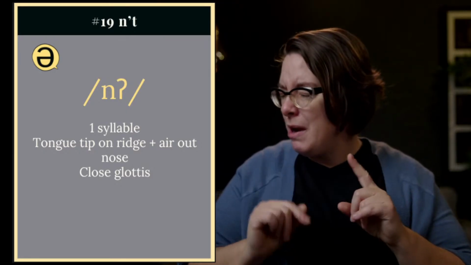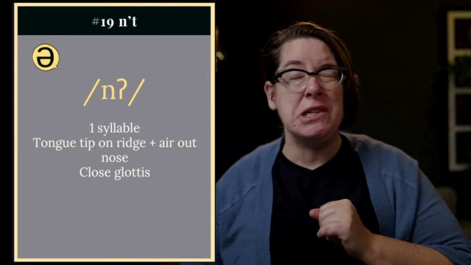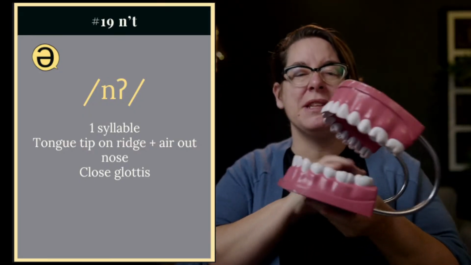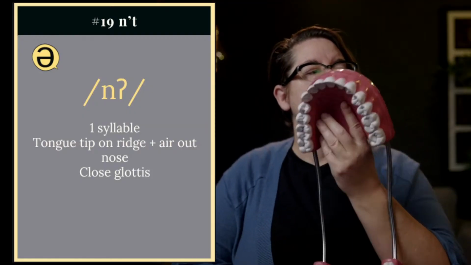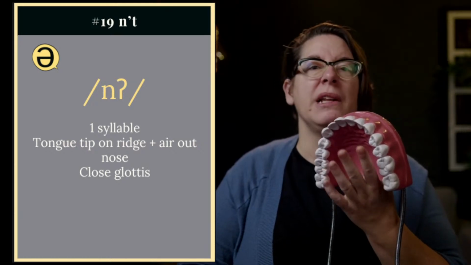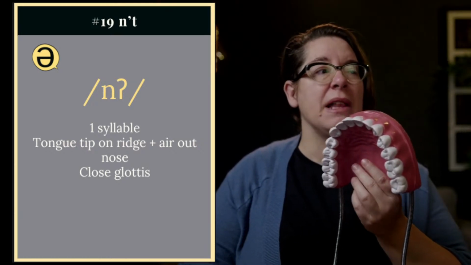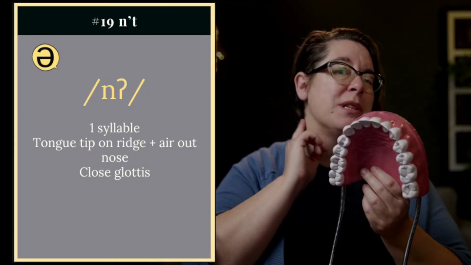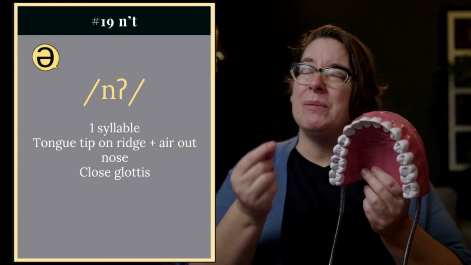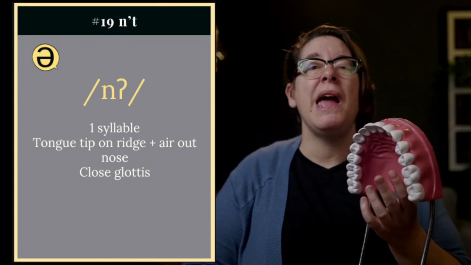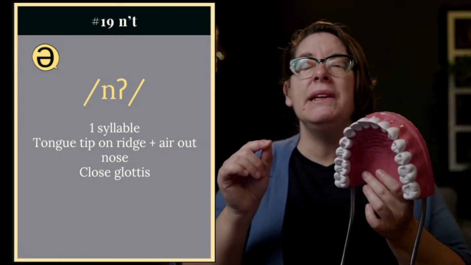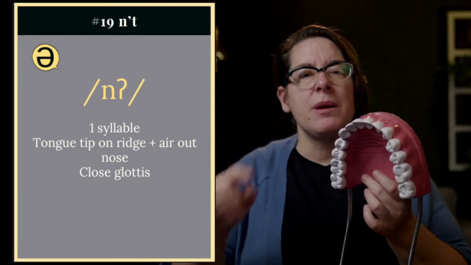And what we're going to do, let me grab my assistant, the big mouth. If you haven't seen this before, this is like one of those dentist mouths. So how am I going to do this? I'm going to put my tongue tip on the ridge, and I'm going to let the air out my nose, and then I'm going to close what's called my glottis. So don't worry about that. I'm going to describe that a little more in depth in just a second. But that's how I do the NT. Don't worry about that, I'll talk about that in a quick second.